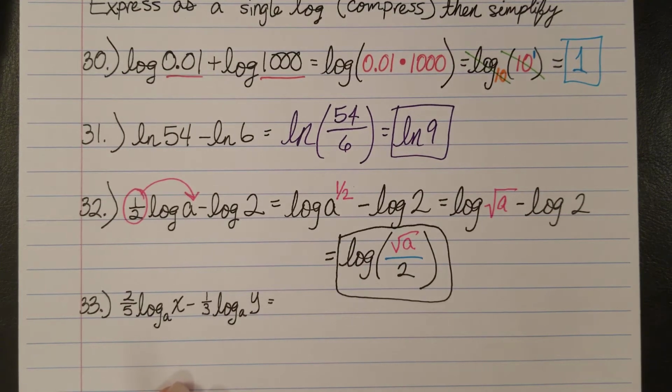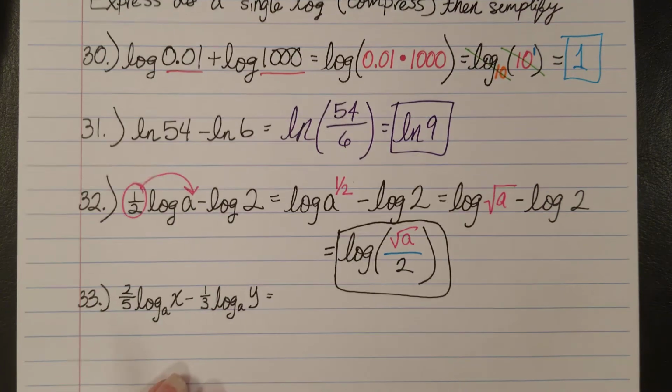So when we're doing this, we're going to want to avoid having exponents in our final answer that are fractions or negative numbers.